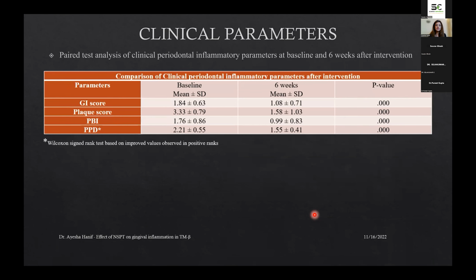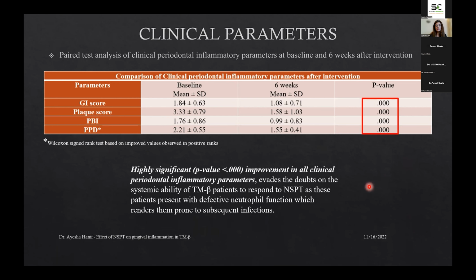Paired t-test analysis was performed for GI score, plaque score, and PBI, whereas a Wilcoxon signed rank test was performed for periodontal pocket depth. It was very heartening to see that highly significant improvement in all clinical periodontal inflammatory markers was found. It removes the doubts on the systemic ability of the TM patients to respond to NSPT, as these patients do present with defective neutrophil function, which renders them prone to subsequent infections.